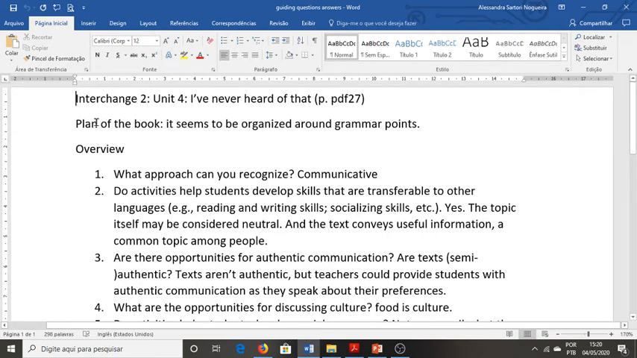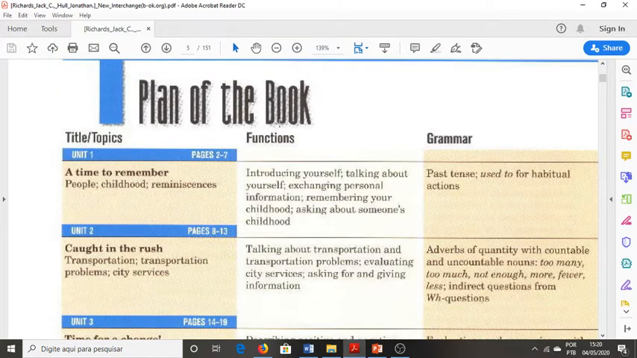Well, the plan of the book seems to be organized around grammar points. This is my first comment on the book. And why? Let me show you why. So I'm showing here the plan of the book, which is usually the first pages of the book where you see the title, topics, the functions, the grammar, and then it's like an index. It's like the table of contents of a book.